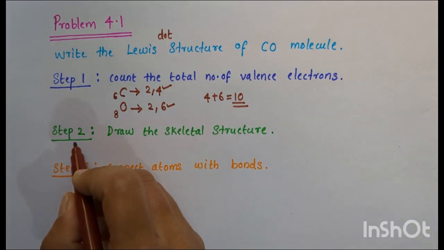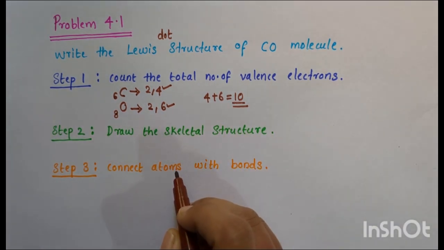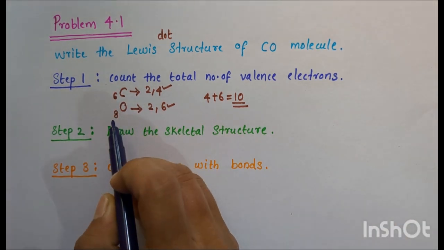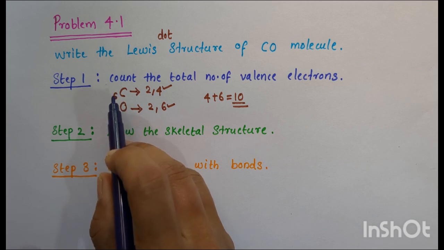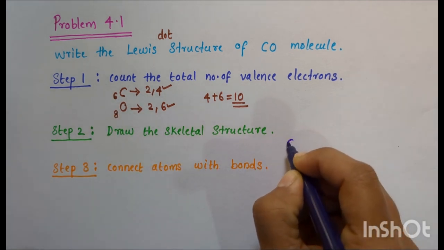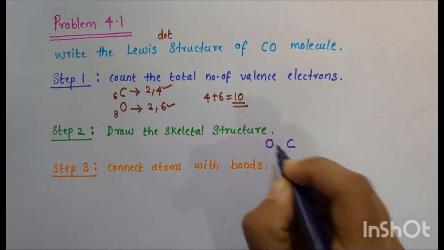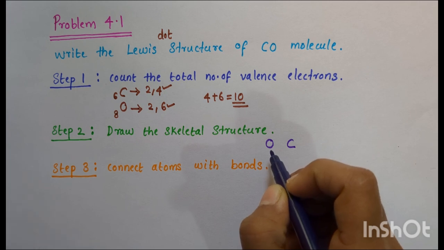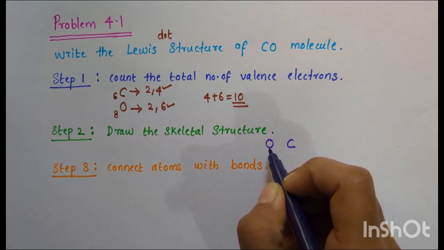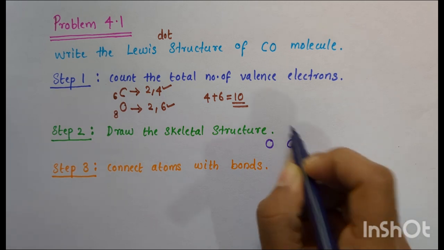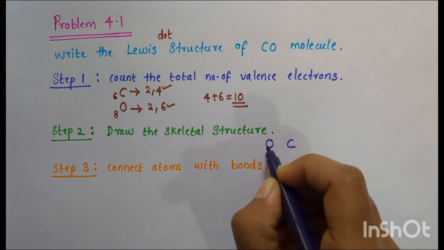Now step 2: draw the skeletal structure. How can we draw it? When you compare carbon and oxygen, carbon is the least electronegative and oxygen is the most electronegative. So you place carbon at the center, then oxygen around it. Here we have only 2 atoms, so there is no meaning in saying center. But if there are more atoms, you place the least electronegative atom at the center, then the most electronegative atoms around it. So carbon is here, oxygen is here.